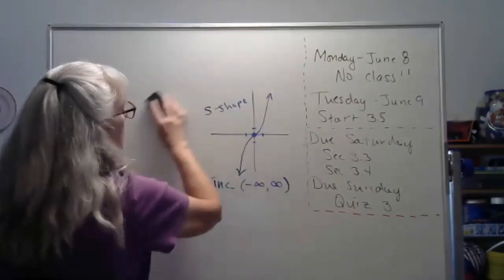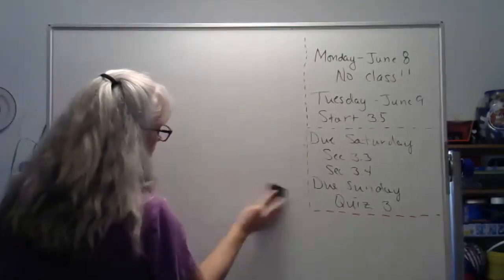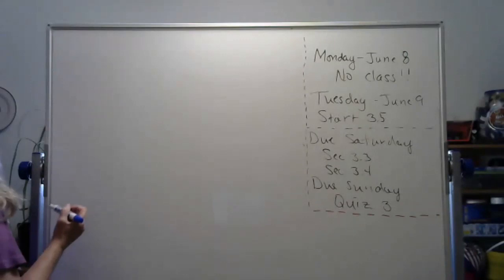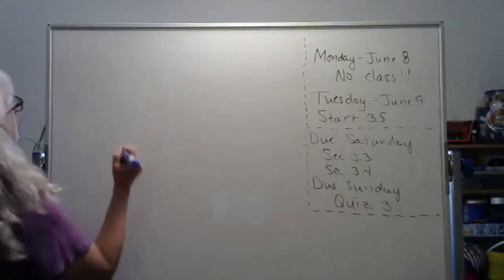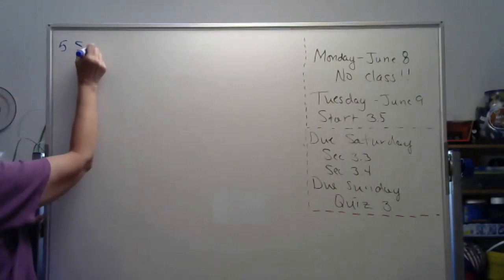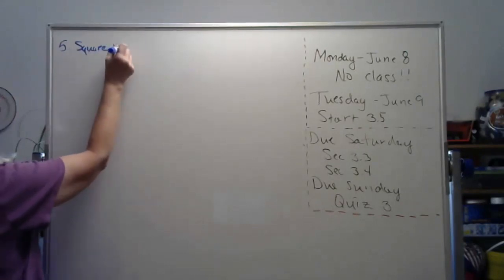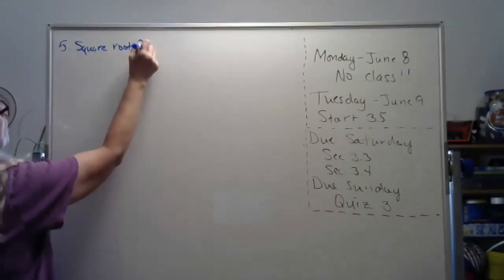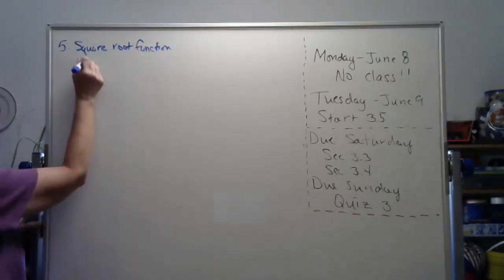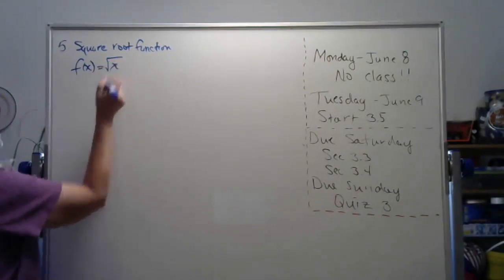They are all in the textbook and on the handout. The next one, I still think you've dealt with before, is the square root function. So f of x is equal to the square root of x.